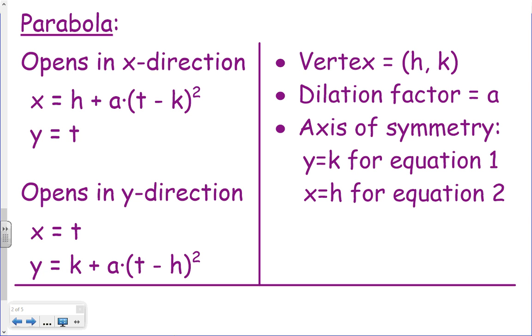And then you have an axis of symmetry that goes right through the middle of that thing and crosses the vertex, of course. It's perpendicular to your graph at the vertex. If that's equation 1, if it's opening up in the x direction, then it's a horizontal line that we need. So y equals k is that horizontal line. On the other hand, if it's equation 2, where your parabola opens in the y direction, then x equals h is our vertical line that we need for the axis of symmetry. So that right there is the two equations that we have for a parabola in parametric form.